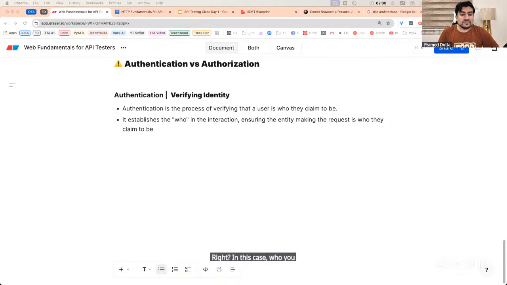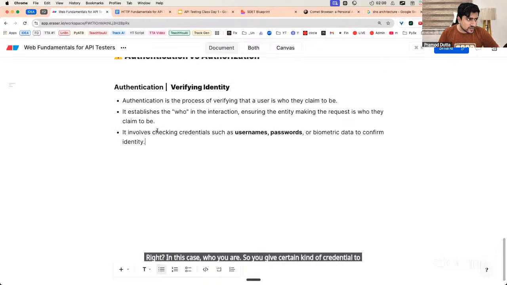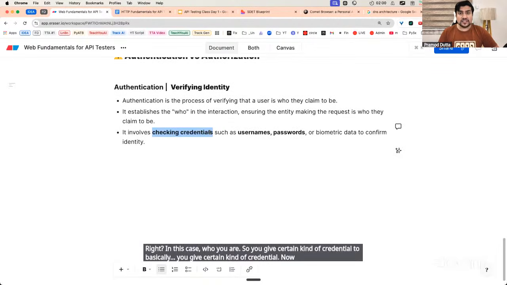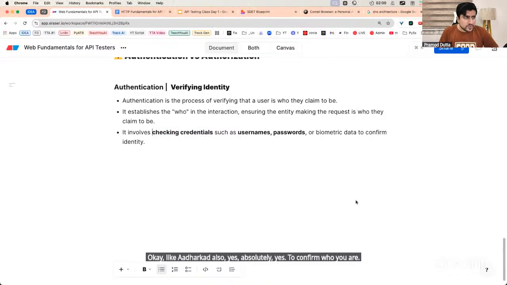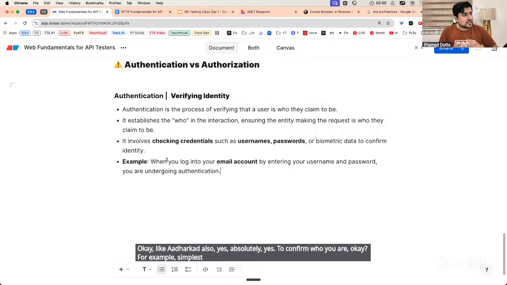So you give a certain kind of credential to confirm who you are. The interesting thing is credentials can be username and password, biometric, an ID card, anything at all, like an Aadhaar card also. Yes, absolutely. For example, the simplest example is when you log in to an email account by entering the username and password, you undergo something called authentication. Is everyone with me? Give me yes in the chat.